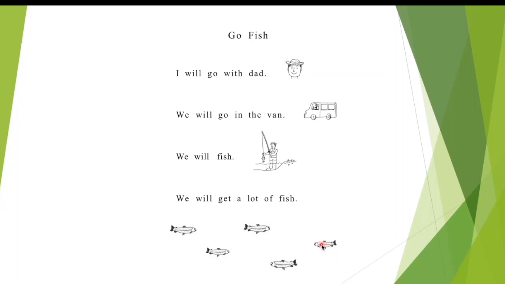Okay, so this time the short vowel sounds are no longer highlighted in colors. So let's try to read it without the highlights. Okay, go fish. I will go with dad. We will go in the van. We will fish. We will get a lot of fish.